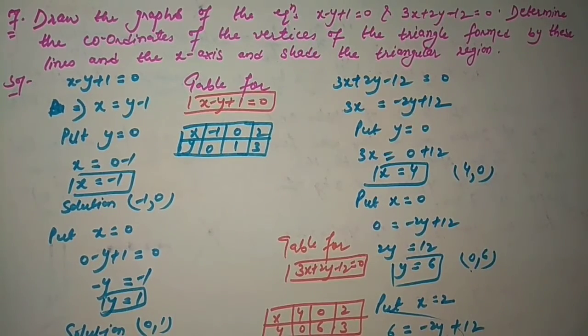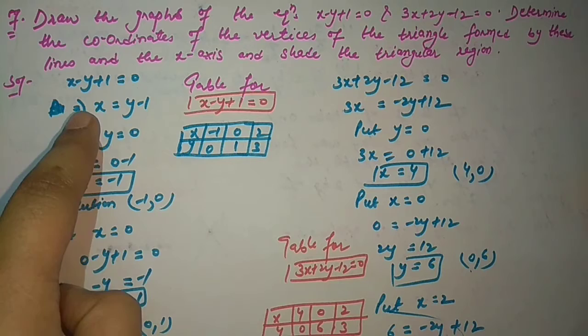Now let's start with the next question. That is to draw the graph of the equation x minus y plus 1 is equal to 0 and 3x plus 2y minus 12 is equal to 0. Determine the coordinates of the vertices of the triangle formed by these lines and the x-axis and shade the triangle region. So first we have to draw the graph for these two pair of lines.